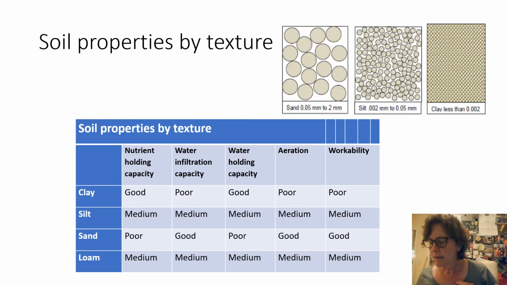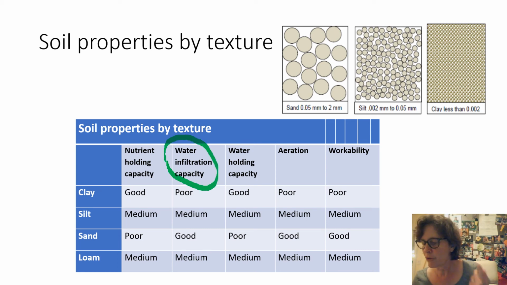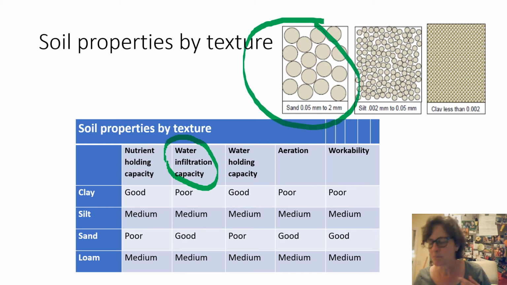So take a look at this table here, which describes different soil types in terms of their qualities. Why would it make sense that water infiltrates over here? Water infiltration capacity is good for sand. Remember, here's the sand particles up here, the big ones. And conversely, the water holding capacity of sand is poor.